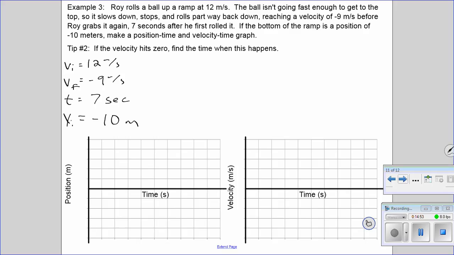Okay, so we got to find some missing stuff, yeah? So what do we need to find? Yeah, we got to find our acceleration. So let's see. Acceleration is Vf minus Vi all over t, right? So you're going to get negative 9 minus 12 is negative 21. Divided by 7, you're going to end up getting negative 3 meters a second squared.